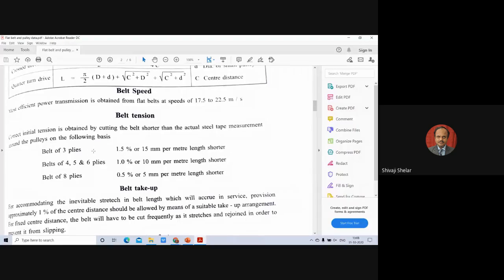So I told you about correct initial tension, the belt tension. You have to use a shorter length than the actual. If your belt is 2-ply, then you can decrease the length by 1.5%. For a 4-ply, 5-ply or 6-ply system, you can decrease the length by 1%. And for an 8-ply system, you can decrease only by 0.5%. So all this data is given, and you need to do the calculation properly.